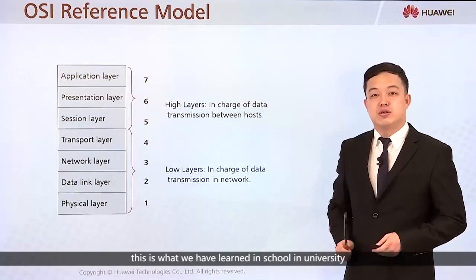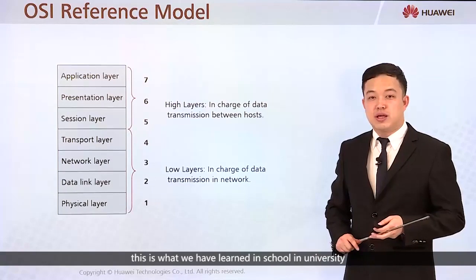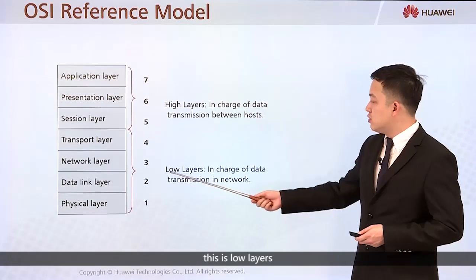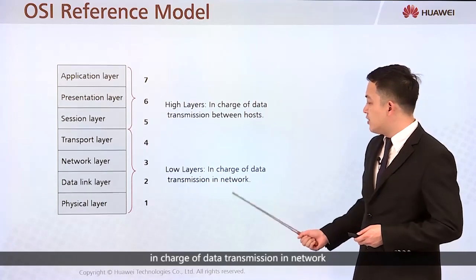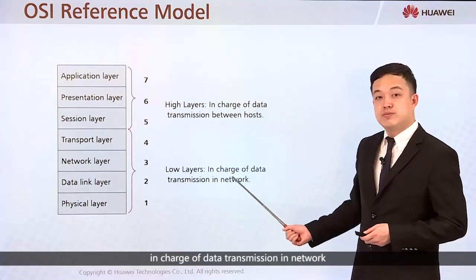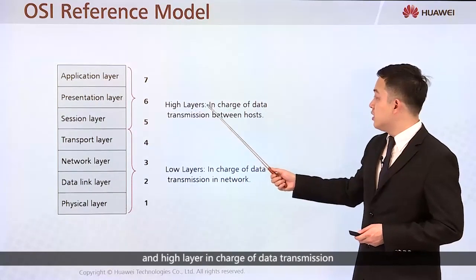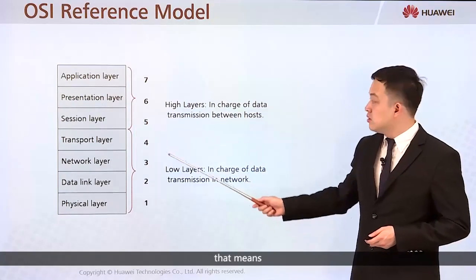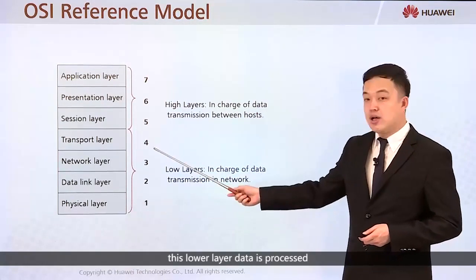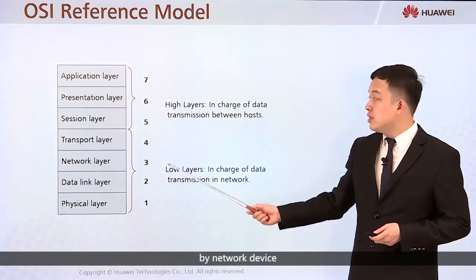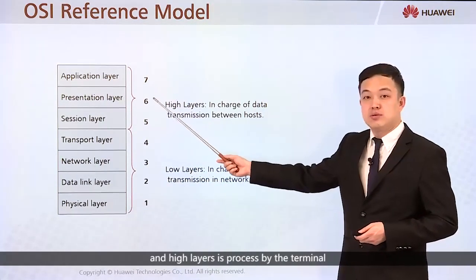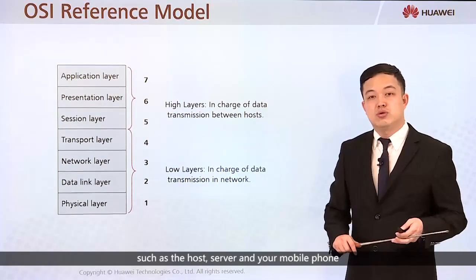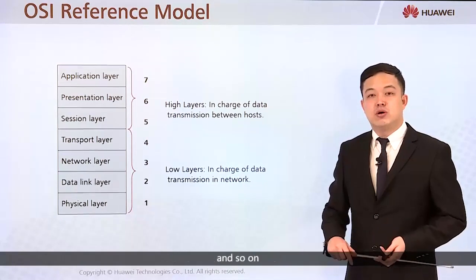This is what we have learned in school, in university. It actually has 2 parts. The low layers are in charge of data transmission in the network, and the high layers are in charge of data transmission between hosts. That means the low layers are processed by network devices, and the high layers are processed by the terminal, such as the host, server, and your mobile phone, and so on.